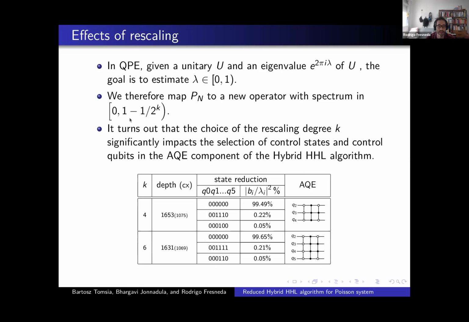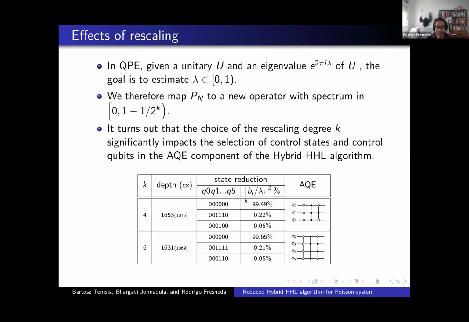And what we found out is that effectively the choice of k affects the number of control states you have. So in this table here, you can see that you have 2 choices of k for this HHL for Poisson system with 6 phase qubits, so from 0 to 5. And depending on your choice of the rescaling parameter, you get different numbers of control bits. So here you have exactly 3 phases, control phases for each of the choices of k, each of them associated to a definite probability B over lambda squared. So you see that they differ greatly in how they affect the solution, right?